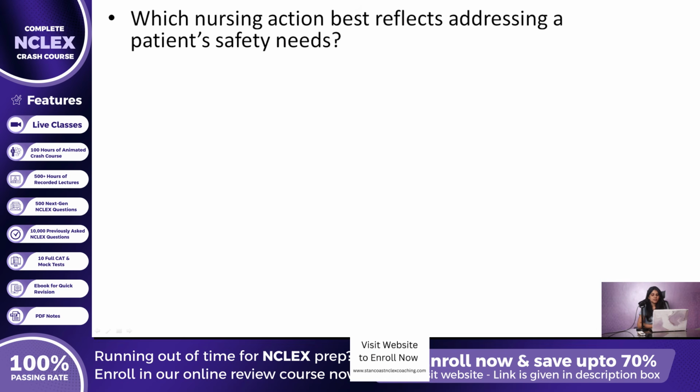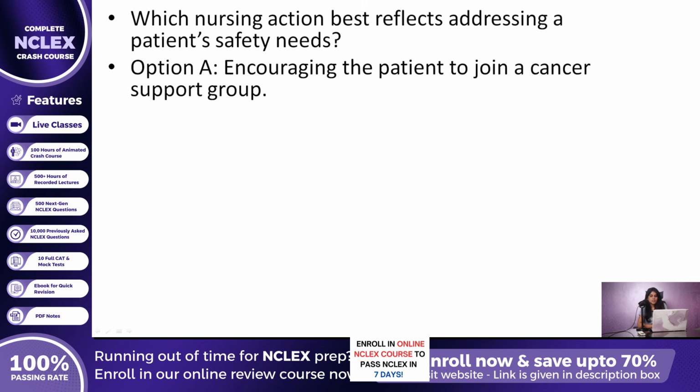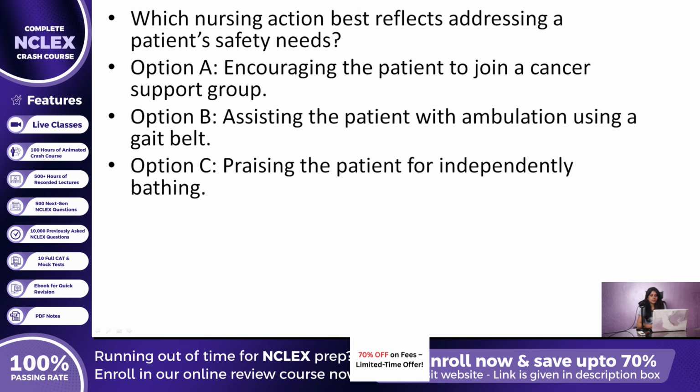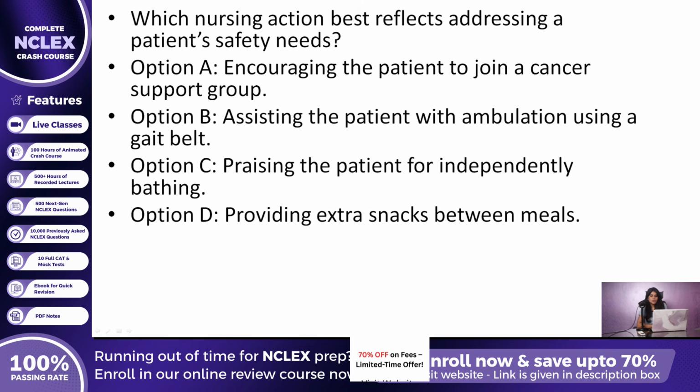Question 2. Here is another question. Which nursing action best reflects addressing a patient's safety needs? Option A, encouraging the patient to join a cancer support group. Option B, assisting the patient with ambulation using a gait belt. Option C, praising the patient for independently bathing. Option D, providing extra snacks between meals.